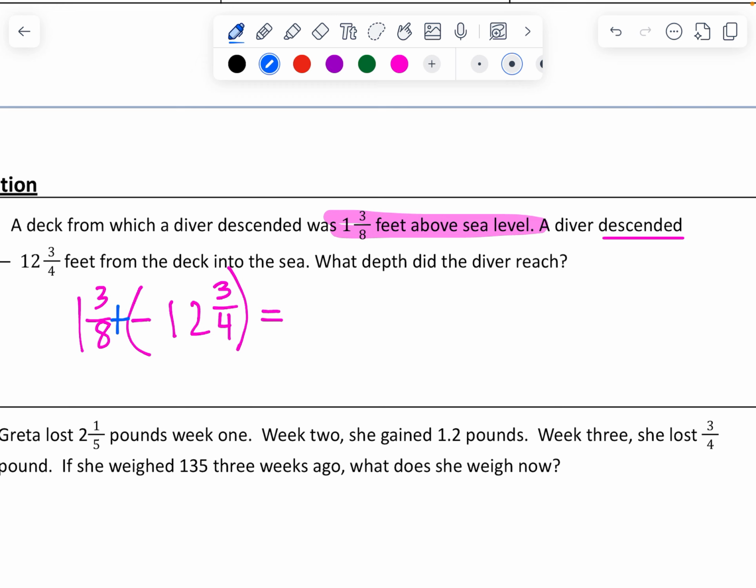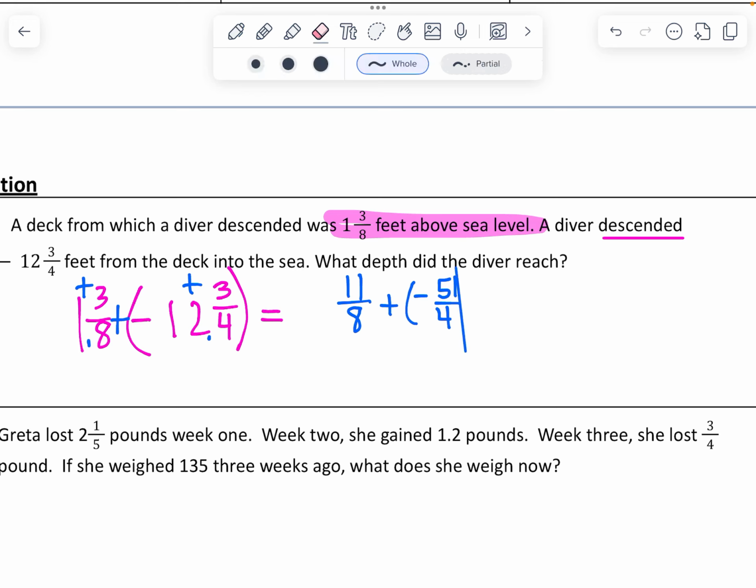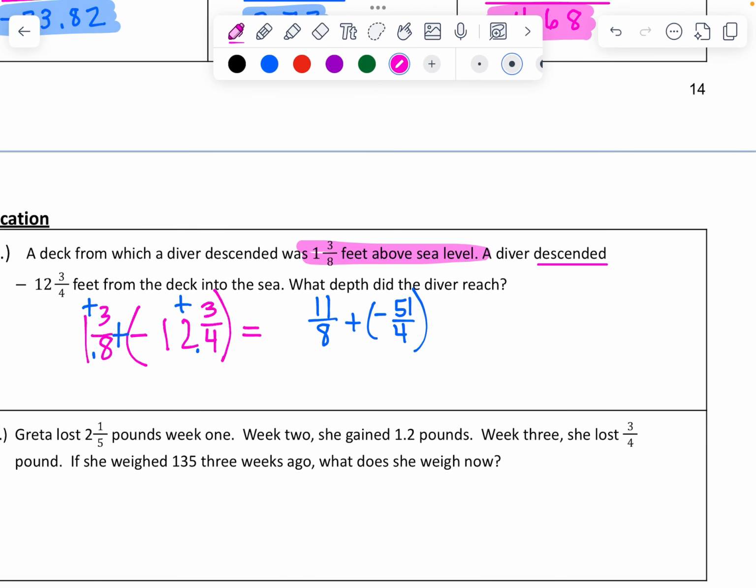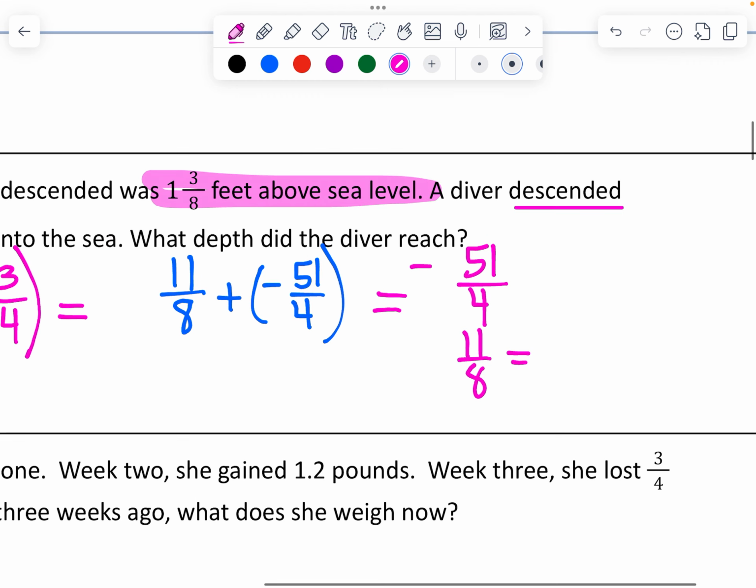Now I need some common denominators, some improper fractions. So I'm going to go 1 times 8 plus 3 is 11/8. And then 12 times 4 is 48, plus 3 is 51 over 4. I personally like writing problems like this, not horizontal, so I'm going to flip it over here. I'm going to put my 51/4 on top. Keep in mind it's negative, and my 11/8 on the bottom to make my common denominators eighths.